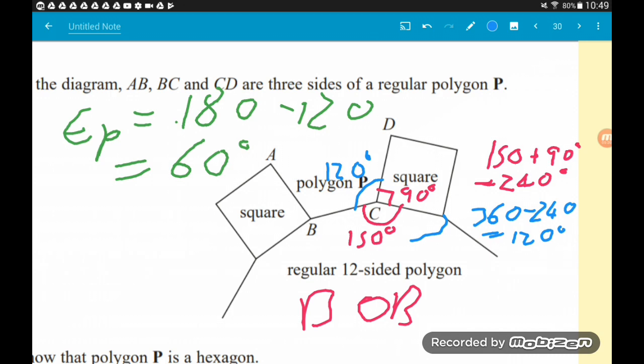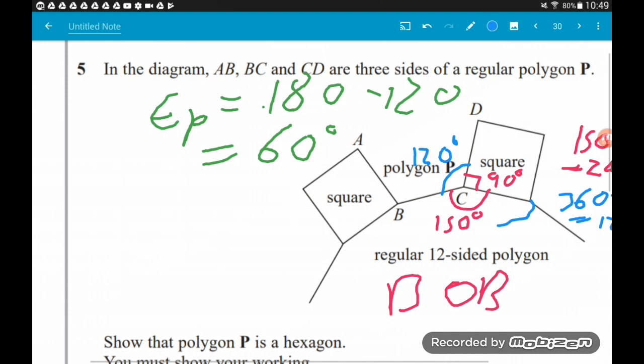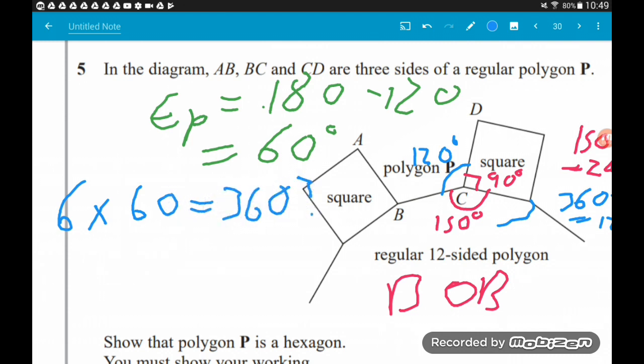Hexagons have 6 sides, so that means if it's a hexagon, there are 6 exterior angles. So what we need to check now is, does 6 times 60 equal 360? The answer is yes. Therefore, P is a hexagon.